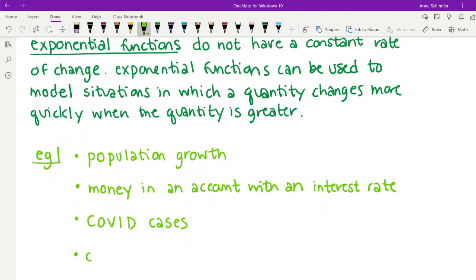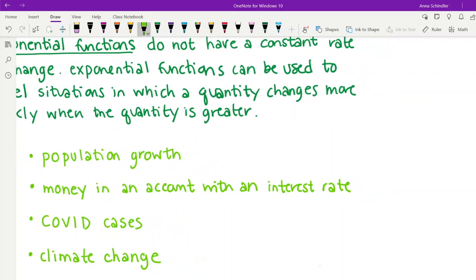Another unfortunate example is climate change, and I'll show you a graph to demonstrate how we can see climate change as exponential growth. So these situations that I've listed here are all examples of exponential growth.